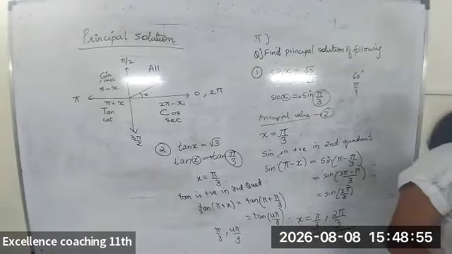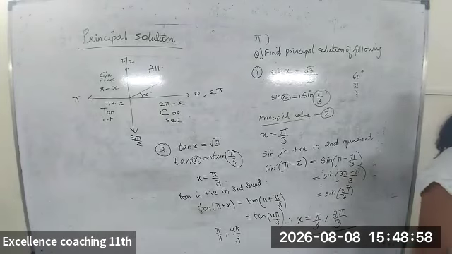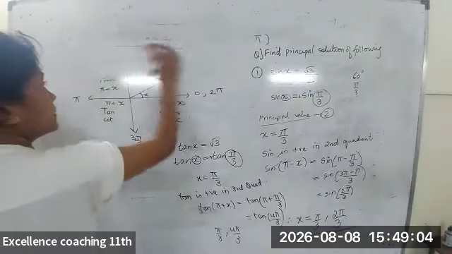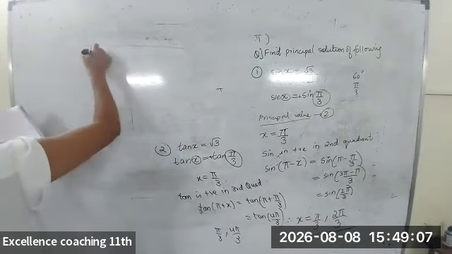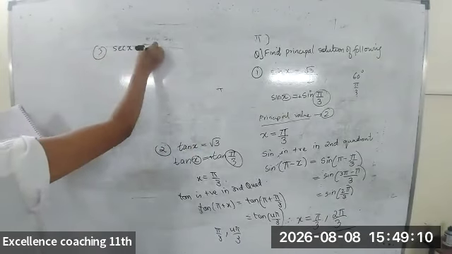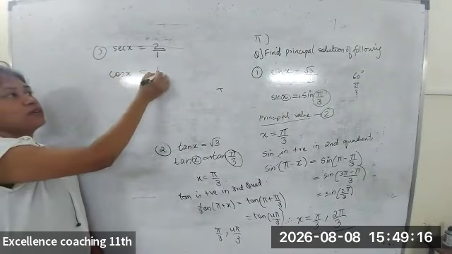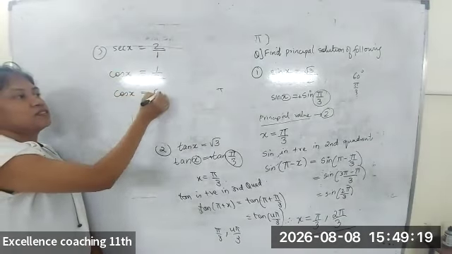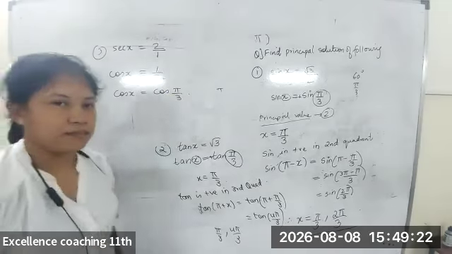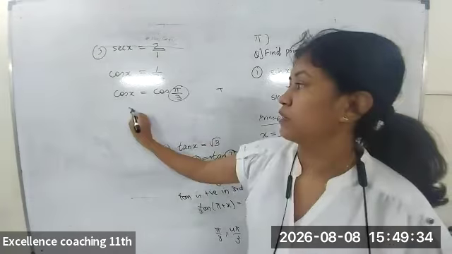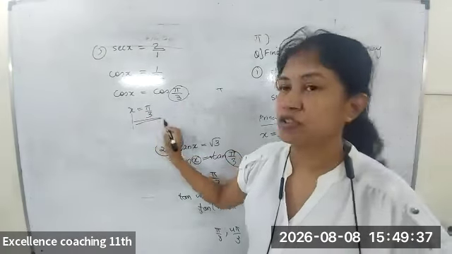Third one, sec. What do you have to do? You can directly write it in terms of cos first. Take the reciprocal, it will become easier to find out. Sec x equals 2. If nothing is there, you have to take it as upon 1. So cos x will be 1 by 2. Again, 60 degrees, which is pi by 3. So one value is pi by 3 in the first quadrant.